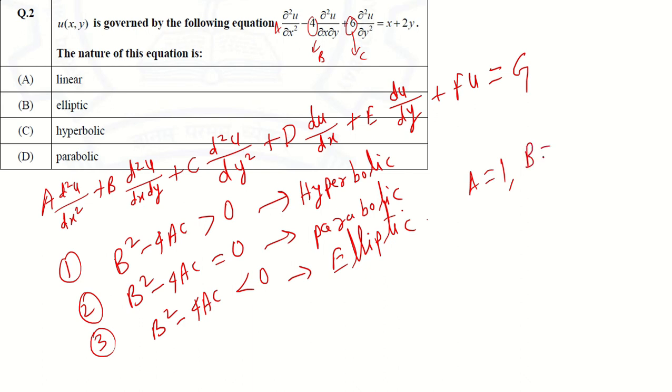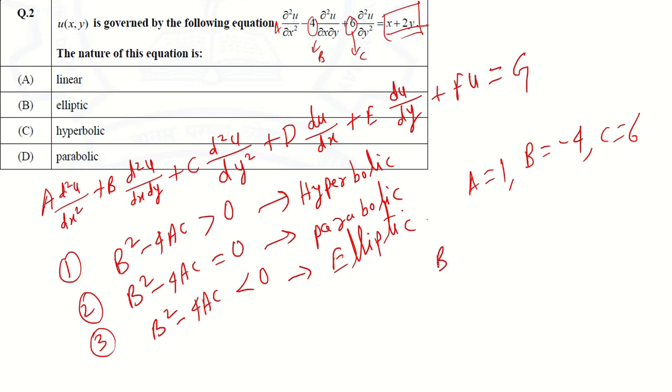So A is equal to 1, B is equal to minus 4, and C is equal to 6. Remaining D, you will not find dy by dx here, so D is equal to 0, E is equal to 0. Okay, so now we need only A, B and C to find out in which condition this equation falls: hyperbolic, parabolic or elliptic.